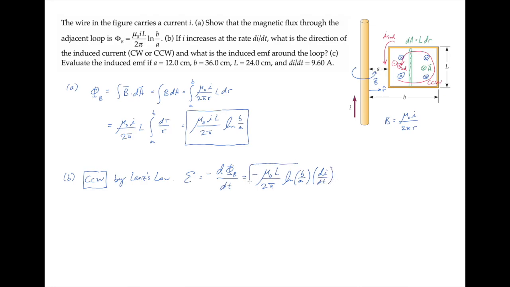Part C asks us to evaluate this EMF given a set of numbers. We can substitute those and calculate. Finding the induced EMF is negative 5.06 times 10 to the minus 7 volts.